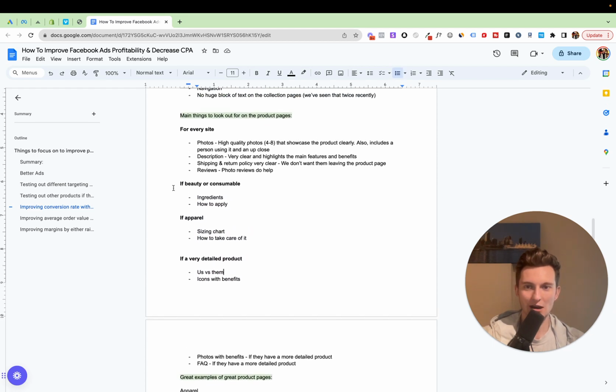I would break it up into beauty and any sort of consumable, then apparel, and then I'll classify the rest as a detailed product. I'll show you a few examples in a second. But for beauty or consumable, you want to have ingredients on there, and also how to apply it, stuff like that. If it's apparel, you want to have a sizing chart and also how to take care of it, how to wash it, stuff like that. Just anything you can think of that they're wondering.